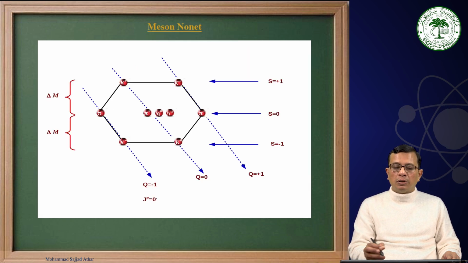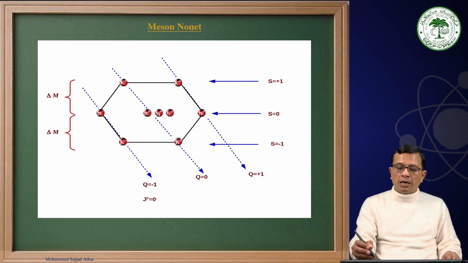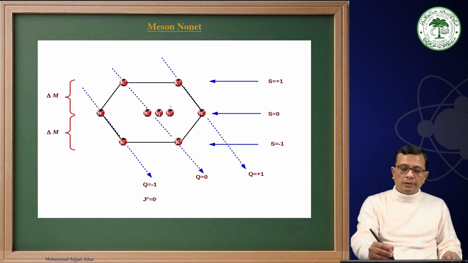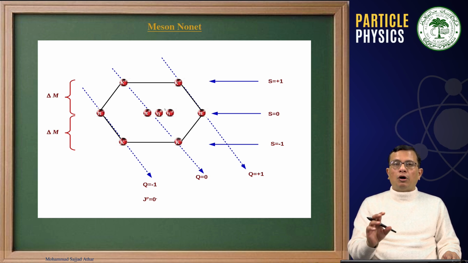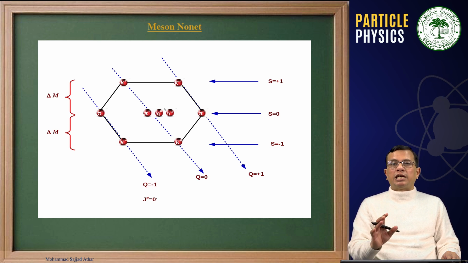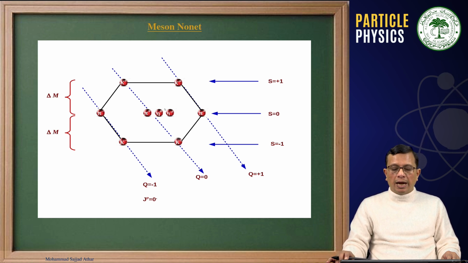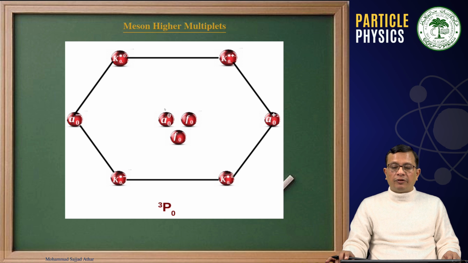Therefore, this is how they predicted that eta 0 prime, shown here, should be there, and they predicted the strangeness, charge, mass, and spin of this particle, which was later observed in the experiment. Therefore, using this eightfold way, many particles were predicted, and later they were seen. For example, here I am showing it.